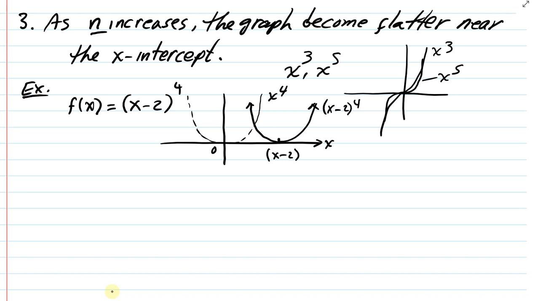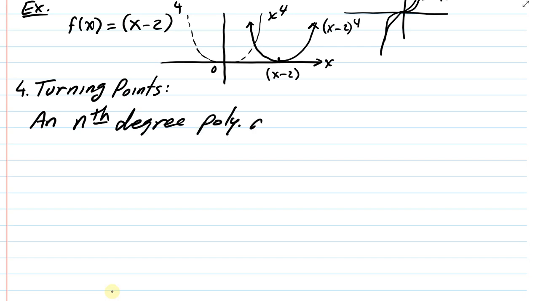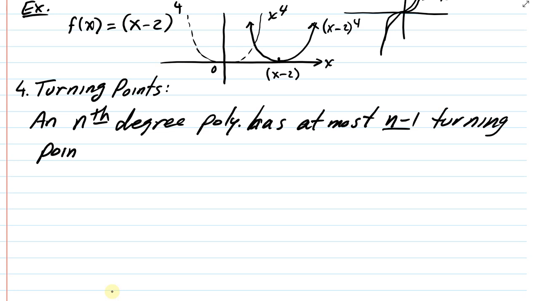Now, let's talk about the turning points. This is objective number 4: the turning points of the graphs of polynomial functions. We can say, in terms of the degree of the polynomial, an nth degree polynomial has at most n minus 1 turning points. We're talking again about the graphs of these functions.